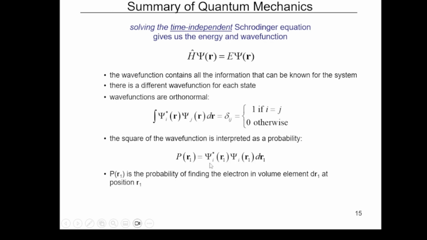So, the summary of quantum mechanics that we have seen so far: solving the time-independent Schrödinger equation gives us the energy and wave function. The wave function contains all the information that can be known for the system. There's a different wave function for each state, and wave functions are orthonormal. The square of the wave function is interpreted as probability. You can see the probability is equal to wave function, conjugate wave function, into dr1. So P(r) is the probability of finding the electron in volume element dr1 at position r1.